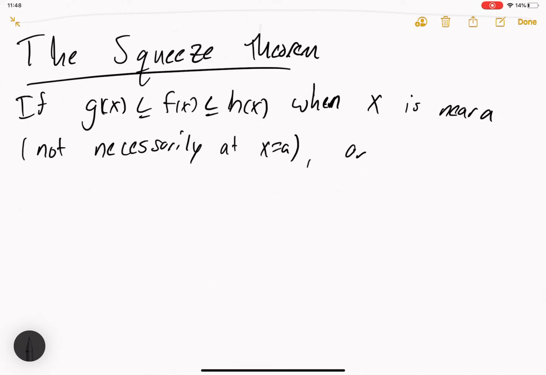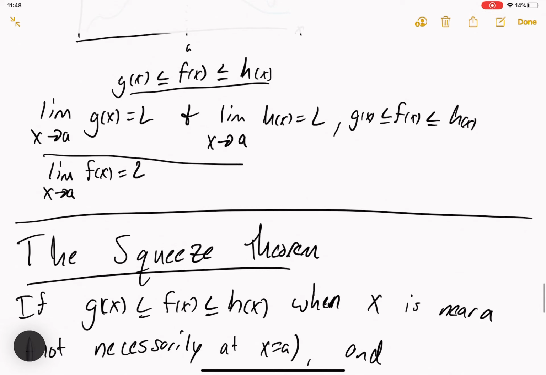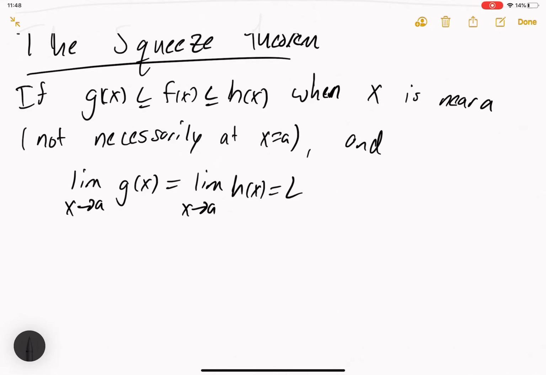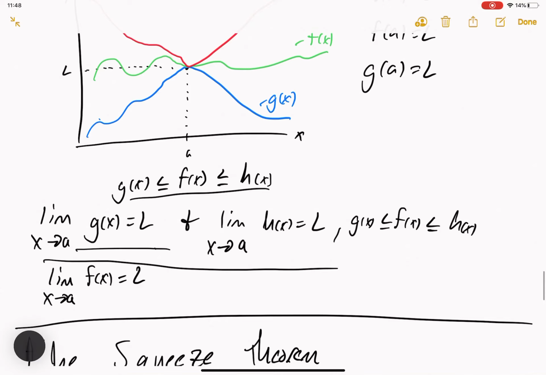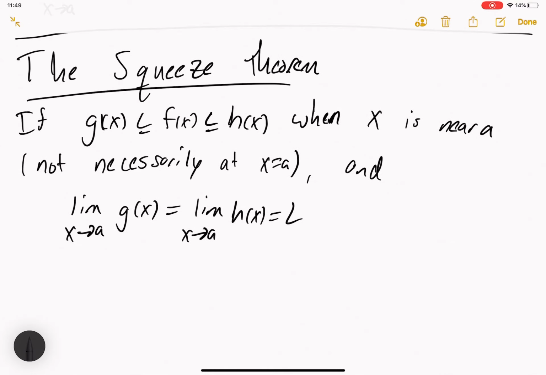And then what the hypothesis was here is that they all meet up at the same point, and that gave us this. So that's also going to be part of our hypothesis for this theorem, that we have the limit as x goes to A of g of x is equal to the limit as x goes to A of h of x, which is equal to L. This is the same thing I said right here, but the way I'm writing it makes it clear that these things have to be equal.